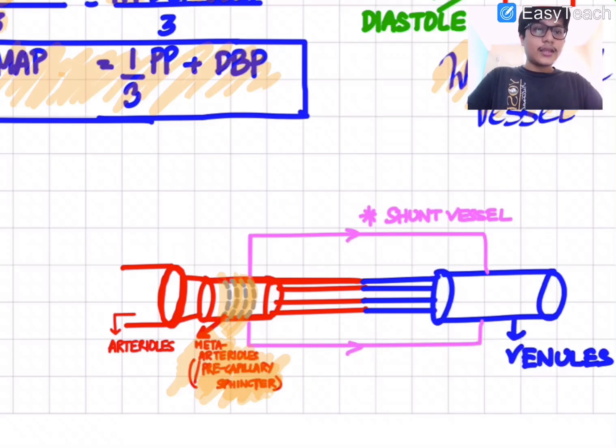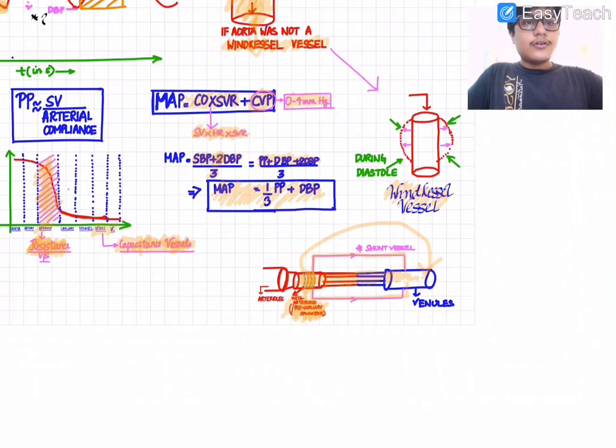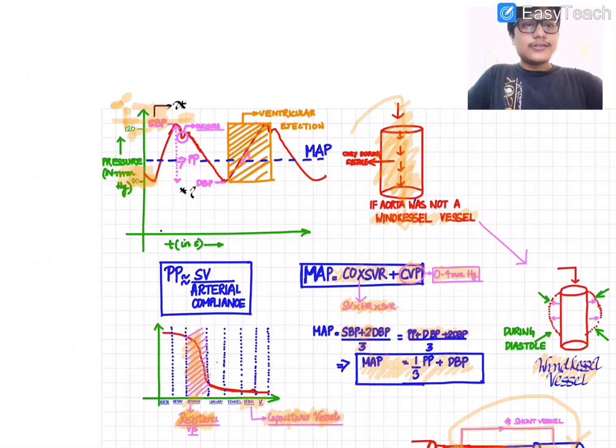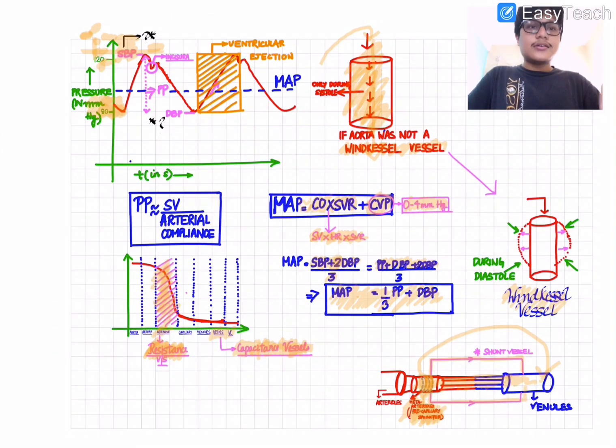Okay, and as you all know, from the arterioles blood will pass through to the venules via the capillaries. And now there is also a bypass system which you should be aware of, which bypasses the capillary bed. That is, blood from the arterioles will directly drain into the venules, and this bypass system is called a shunt vessel. Okay, so I hope all of you were able to understand this slide. It's a very important concept building slide as we progress further with this module.